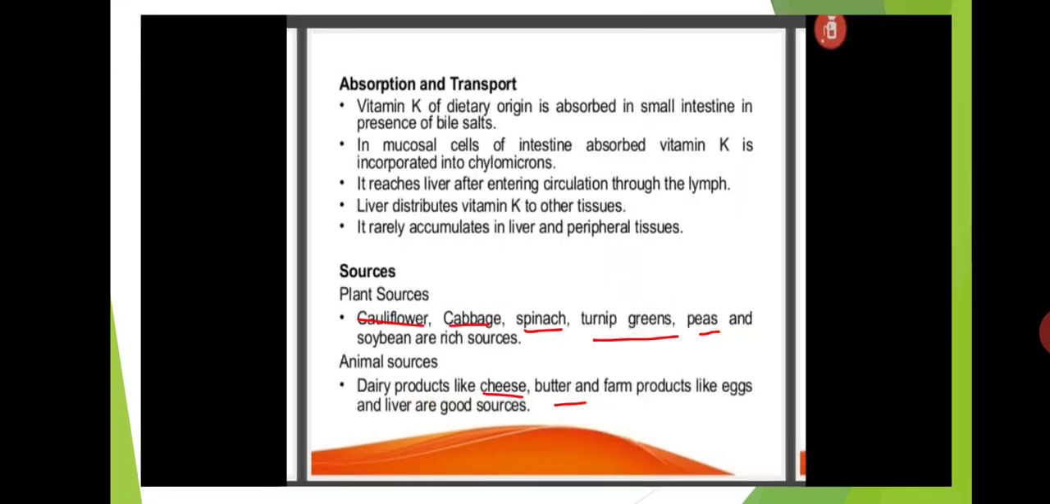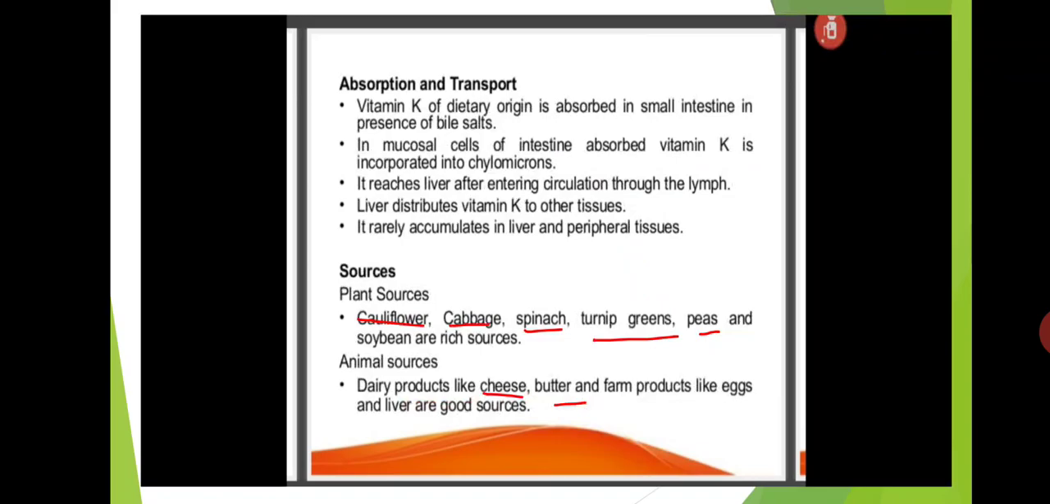Absorption and transport. Vitamin K is absorbed in the small intestine in the presence of bile salts. In mucosal cells of the intestine, absorbed vitamin K is incorporated into chylomicrons and reaches the liver after entering circulation through the lymph. First it is absorbed in the small intestine in presence of bile salts. After that, it enters circulation through the lymph, then enters the liver. The liver distributes vitamin K to all other tissues.